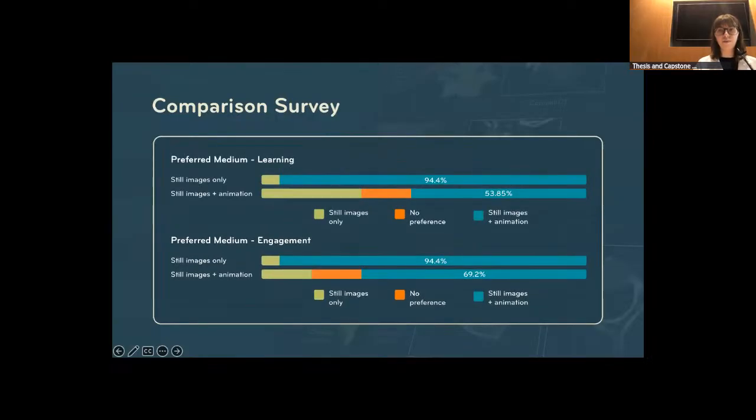While our results from the previous engagement survey were insignificant, when asked to compare the two learning methods, the participants still overwhelmingly favored still images and animation for engagement in the material.